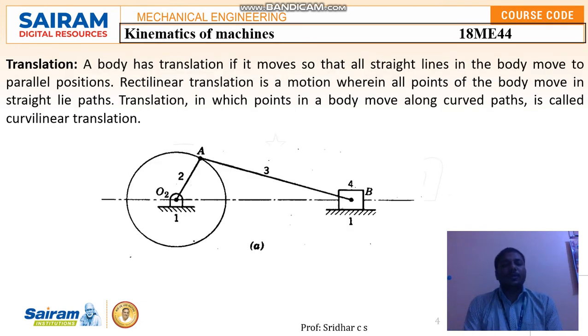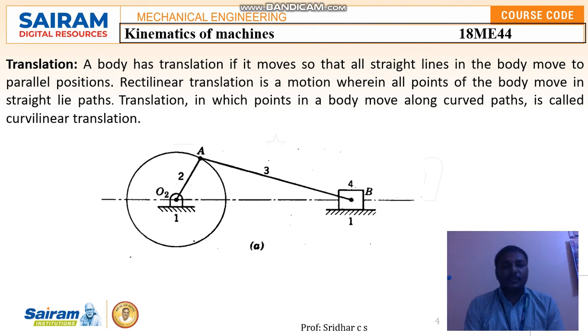First we will see translation motion. You can see the diagram of a body in translation. If it moves so that all the straight lines in the body move to parallel positions, that is translation. The translation motion is classified into different categories: rectilinear translation and curvilinear translation. Generally, a translation means a body moves so that all the straight lines in the body move to parallel positions.